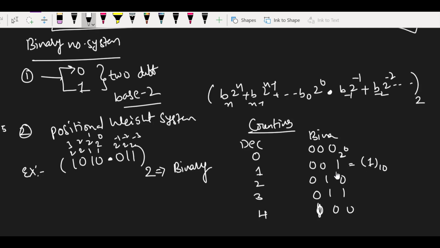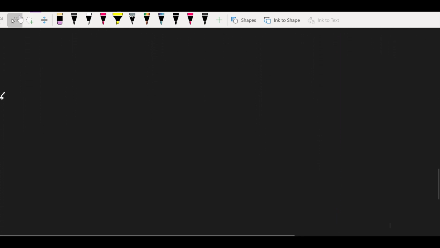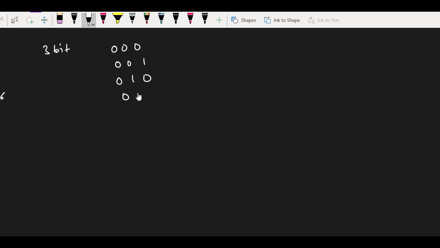Here, if you take this 2 power 1 and this 2 power 0, the total will be 2. If you look here, this 2 power 0 and 2 power 1, that means 2 plus 1 will be 3. So this is how we take the counting sequence in the binary number system. Let's try with 3-bit counting in the binary number system. So we'll take first 000, then 001, 010, 011, 100, 101, 110, and 111.